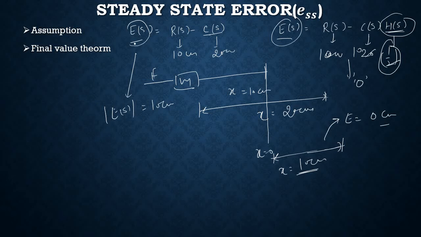Because in this case we are deciding what is error, but in this case the system is deciding what is error. Now you have to decide, who has to decide? Either we have to decide or the system has to decide. Definitely we have to decide what is the error.